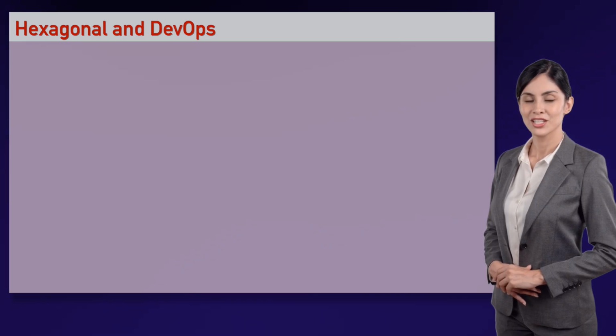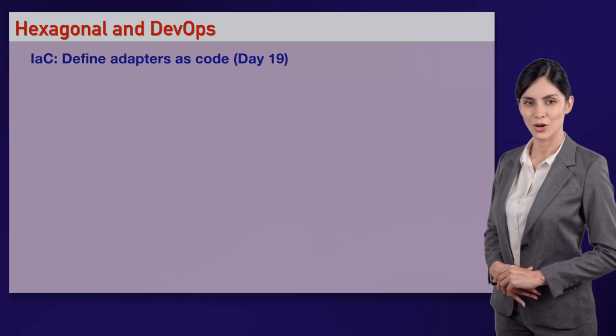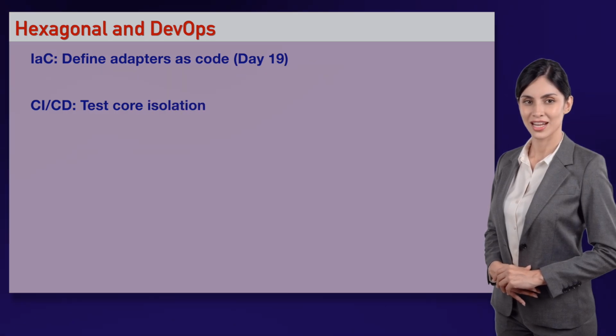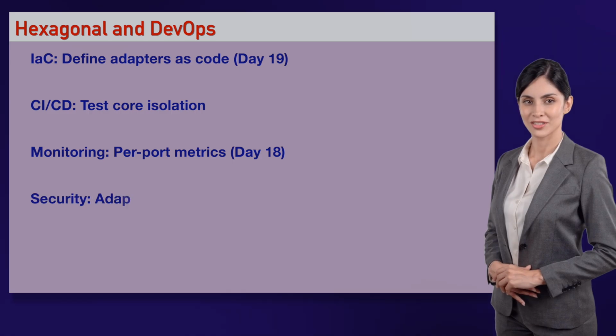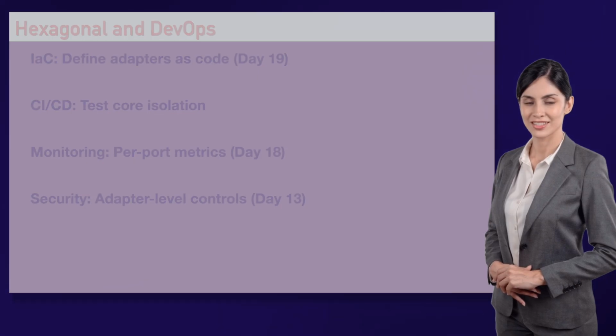Hexagonal and DevOps. Use day 19 IaC to define and provision adapters as code. In CI/CD pipelines, test core logic in isolation by mocking adapters. Monitor with day 18 tools, tracking metrics per port for targeted insights. Apply day 13 security at the adapter level for external concerns.